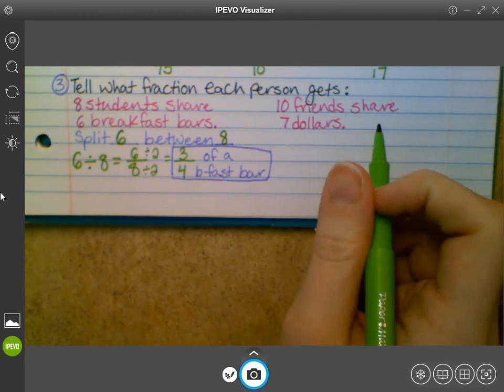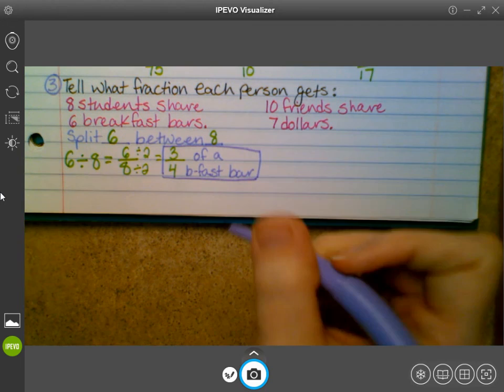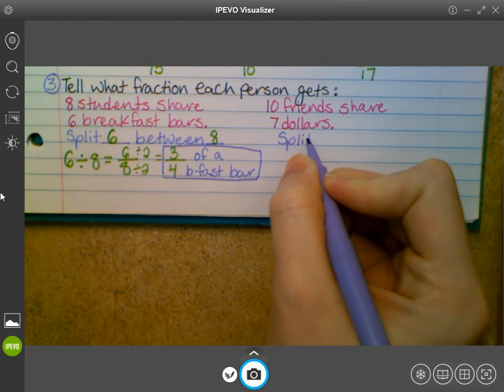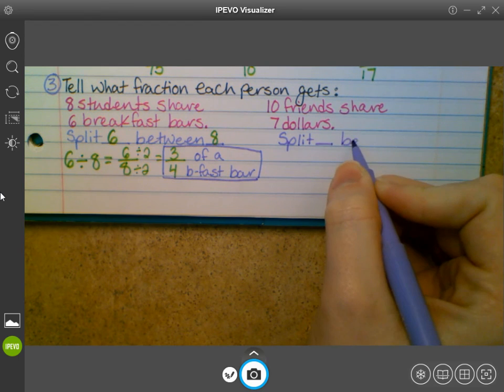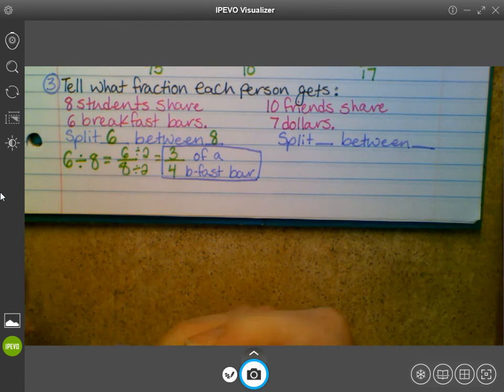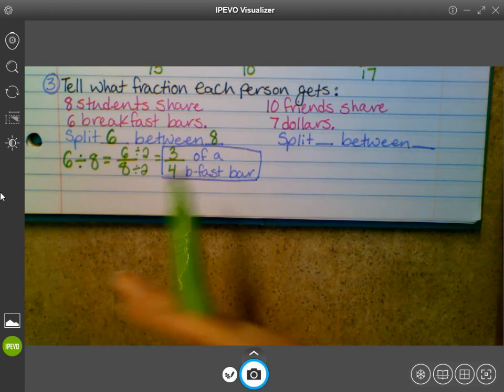Okay, now we have 10 friends sharing $7. So I'm going to do the same thing to keep track of my numbers. Split between. That's breakfast. It's an abbreviation.